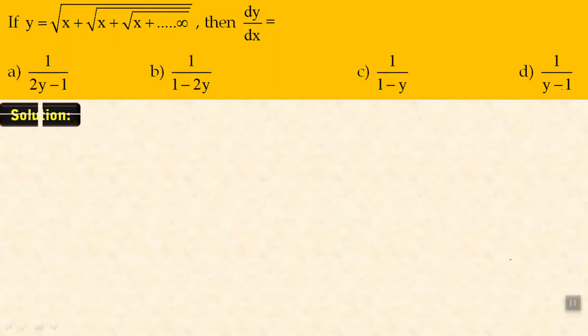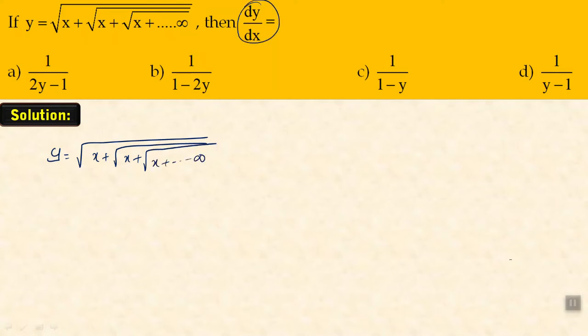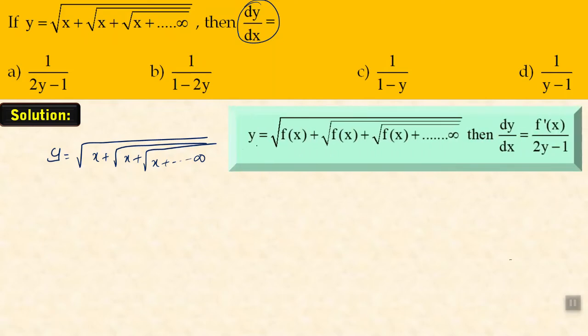Let us find this. Given y is equals to square root of x plus square root of x plus square root of x plus and so on infinity. Now we have to find dy by dx. Dear students, see the shortcut formula for this. Y is equals to square root of f of x plus square root of f of x plus square root of f of x plus and so on infinity. Then dy by dx is equals to f dash of x by 2y minus 1.